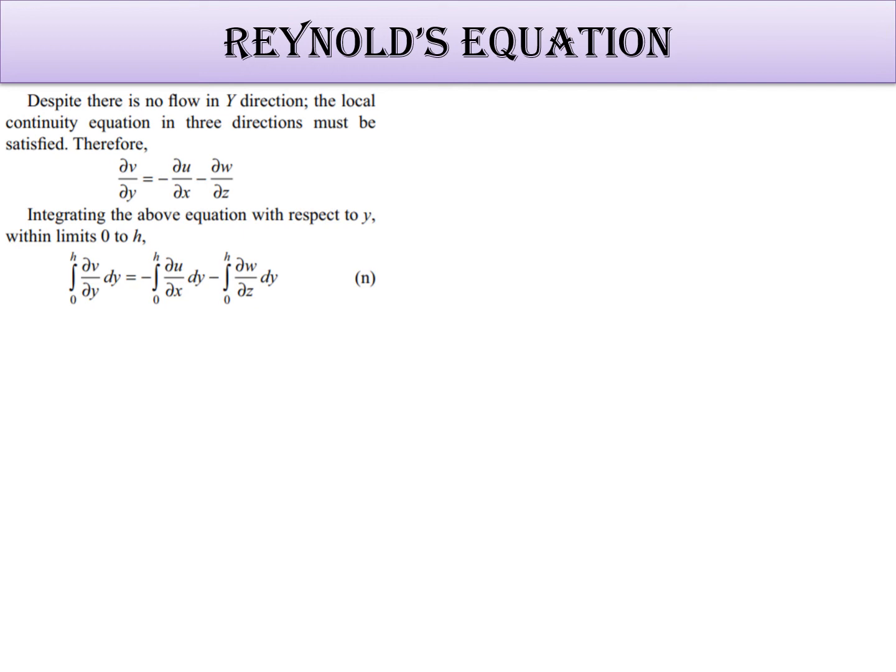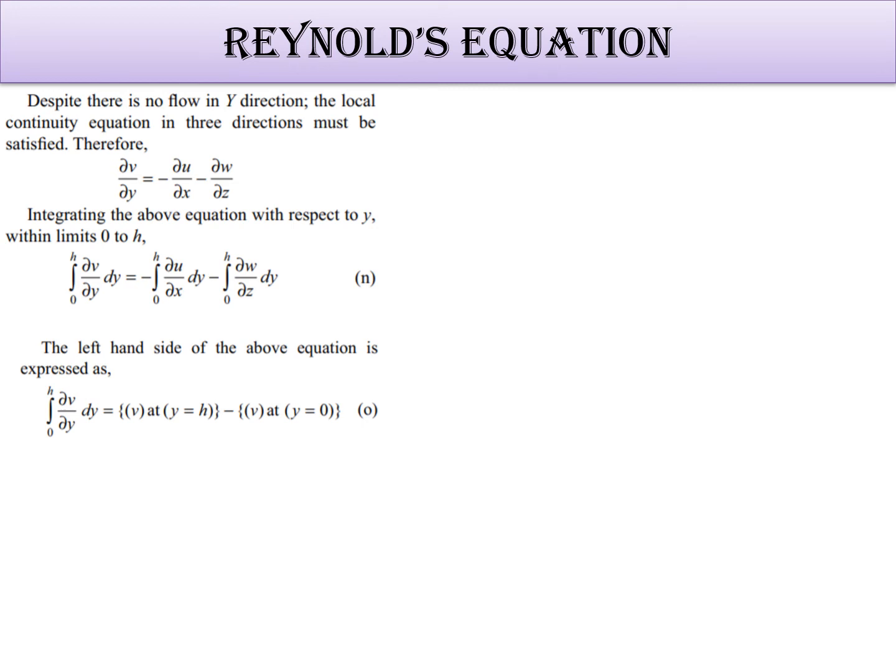Now by integrating this term, u and w values we have. Okay, so the left hand side of the above equation is expressed as integral from 0 to h of ∂v/∂y dy. And here it can be written in this way.